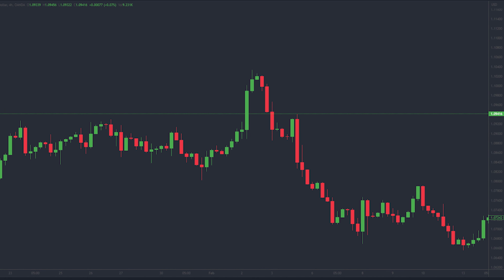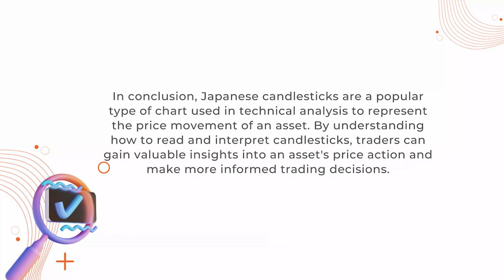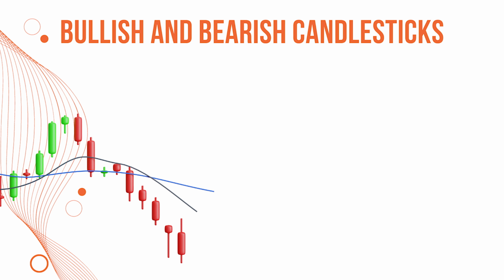Japanese candlesticks can be used in conjunction with other technical analysis tools such as trend lines and moving averages to identify potential trade setups and confirm trend signals. In conclusion, Japanese candlesticks are a popular type of chart used in technical analysis to represent the price movement of an asset. By understanding how to read and interpret candlesticks, traders can gain valuable insights into an asset's price action and make more informed trading decisions. Next up, bullish and bearish candlesticks.